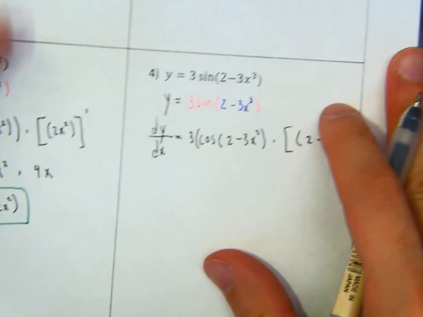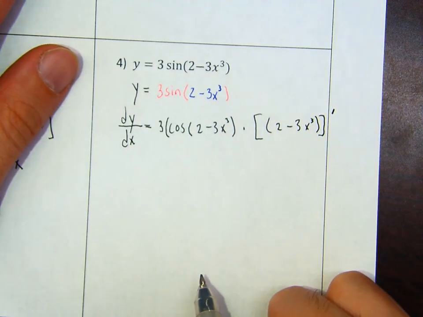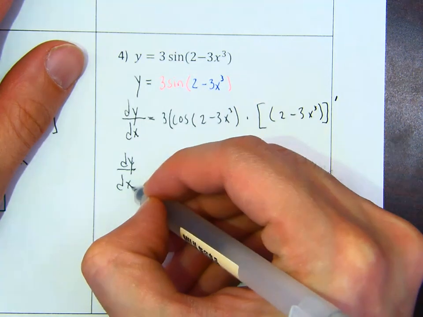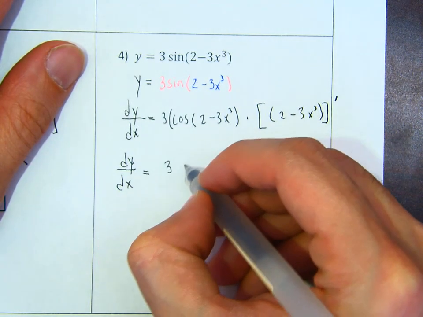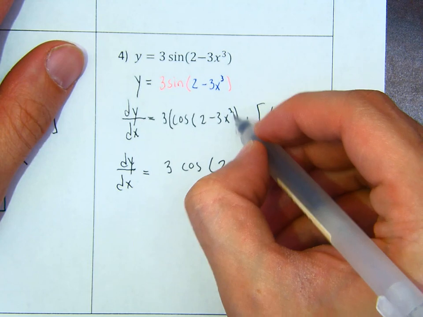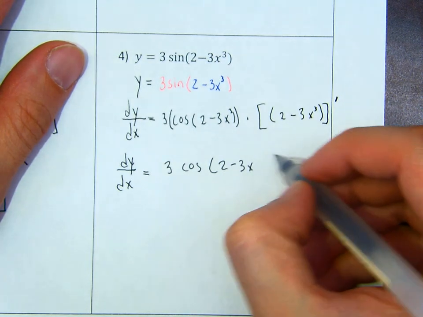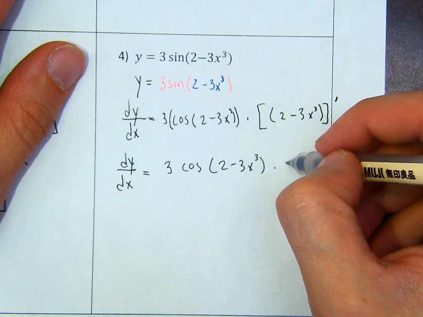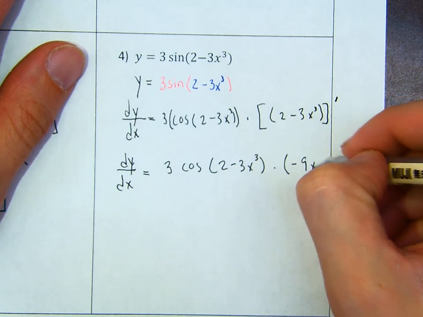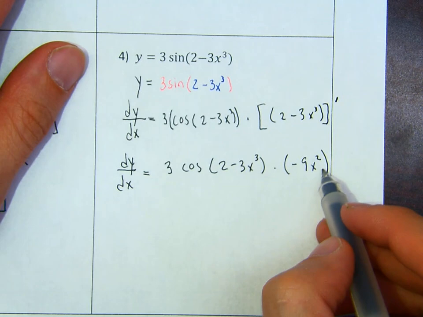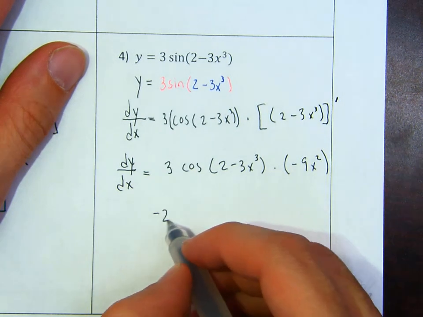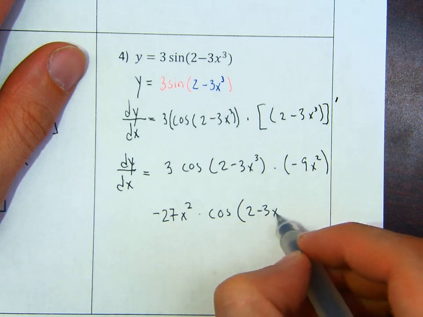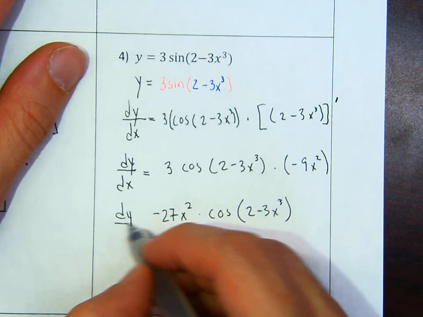Okay, my bad. So now here, this becomes dy dx equals 3 cosine of (2 minus 3x cubed) times the derivative of this, which will be negative 9x squared. So then put this one over here, so this becomes negative 27x squared cosine of (2 minus 3x cubed). And that is your dy dx.